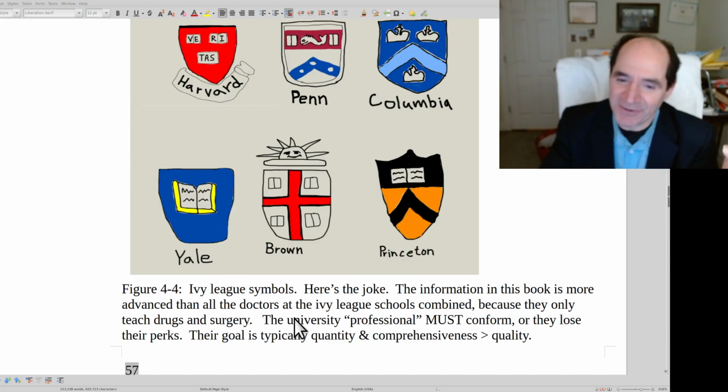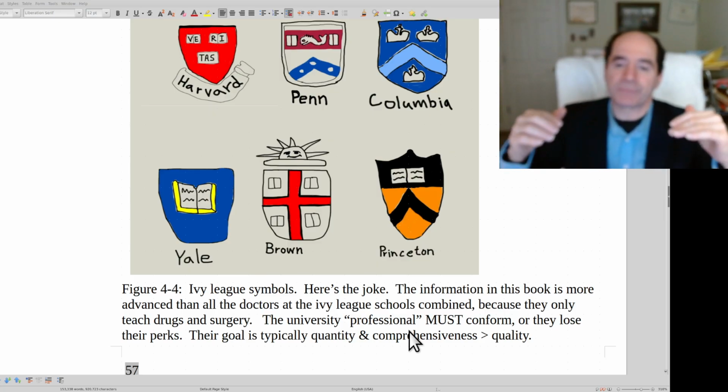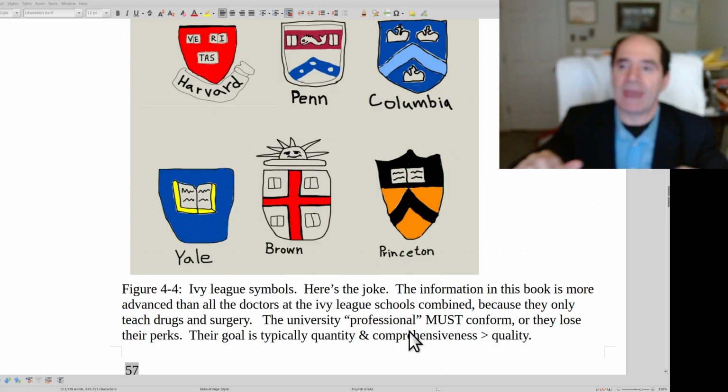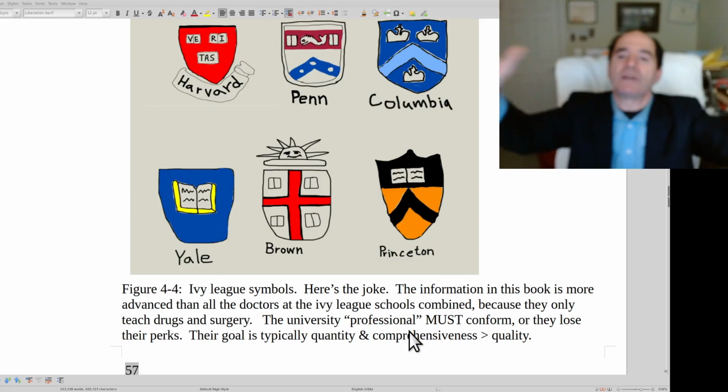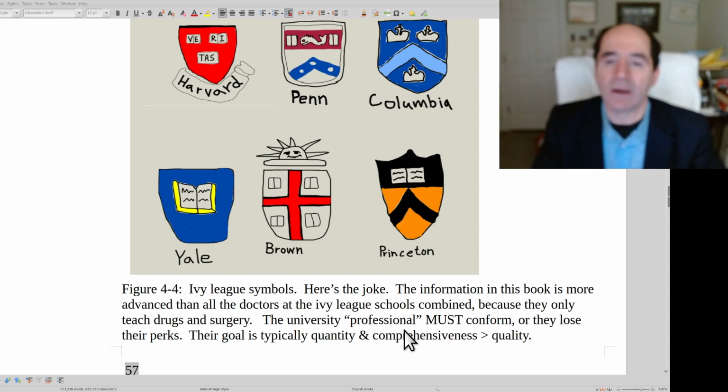So that's funny, because Goethe had said something similar about the university professional. Goethe had said that the weakness of the professional man is that he always must include everything. He has to be comprehensive. They emphasize quantity over quality, and that's why they suck.